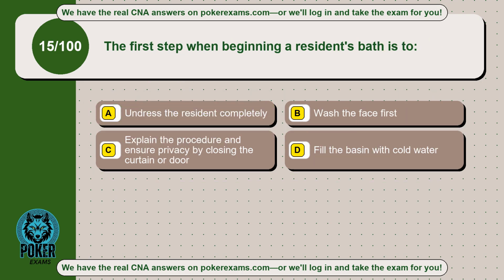Question 15. The first step when beginning a resident's bath is to: Option A. Undress the resident completely. Option B. Wash the face first. Option C. Explain the procedure and ensure privacy by closing the curtain or door. Option D. Fill the basin with cold water.